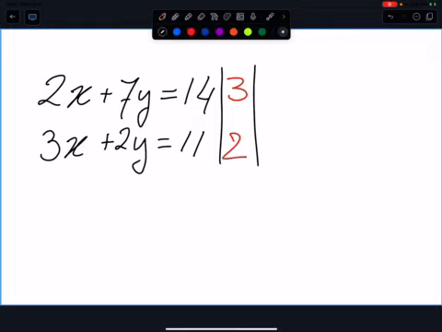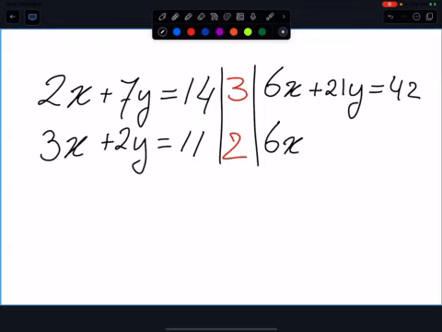So what do I get? 6x plus 21y equals 42. And then beneath I get 6x plus 4y equals 22. Yes, the x are the same. So what can I do? Subtract. I can subtract.